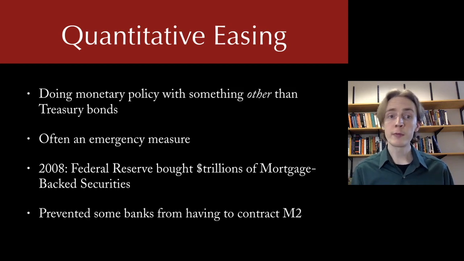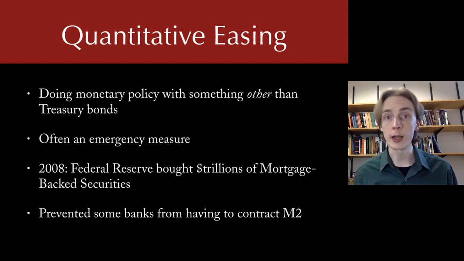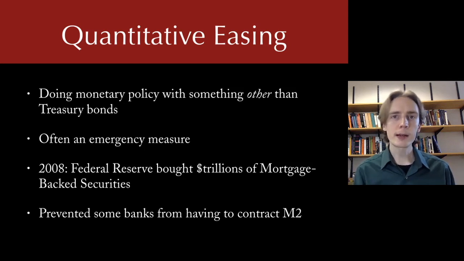And what this did was it prevented some banks from having to contract M2. Remember the bank failure story we told in the last lecture. When enough loans turn bad, banks might be forced to contract, and that's going to send the whole economy into a recession. These mortgage-backed securities were loans to homeowners, and specifically to homeowners who weren't likely to pay back their debts. And when a lot of them didn't pay back their debts, for the reasons we talked about before because of these Basel regulations, a lot of these banks started needing to contract their issues. This was going to threaten to send the economy into a much worse recession.